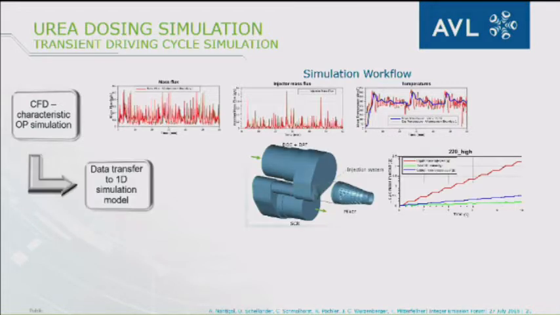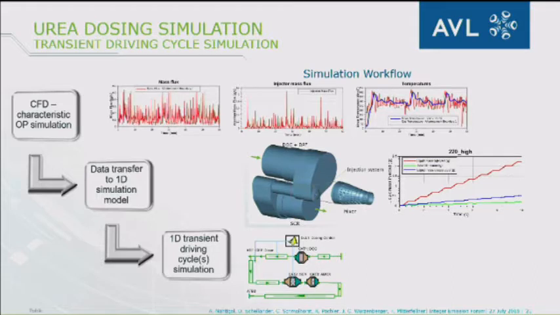After the CFD simulation, we collect the data. This is how much wall film was created and what the thickness of the wall film is. We transfer this data to the 1D simulation model, which we can use for the full driving cycle simulation.